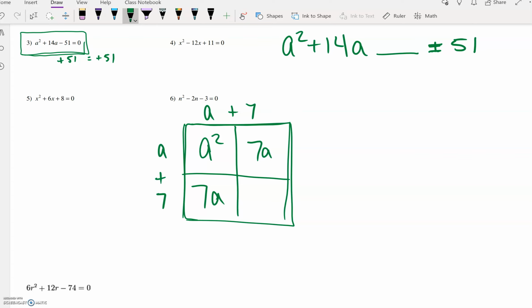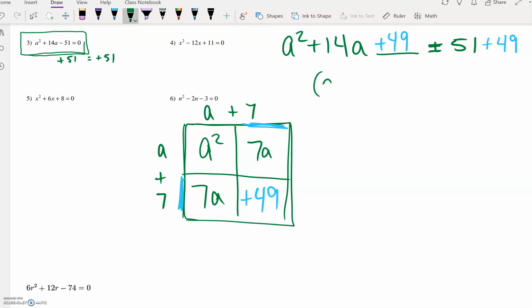All right, so if that is the case, then that means that this box that completes the square is going to be a 7 times a 7, or 49. So when you're working with an equation, if you add 49 to one side of your equation to complete the square, you also have to add it to the other side. Just like that.